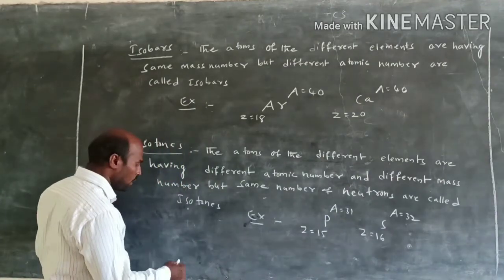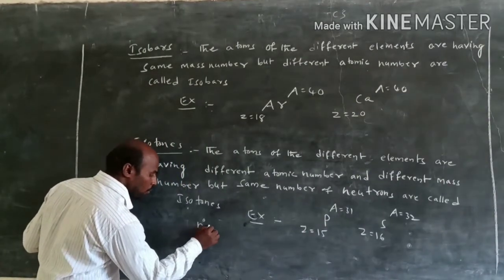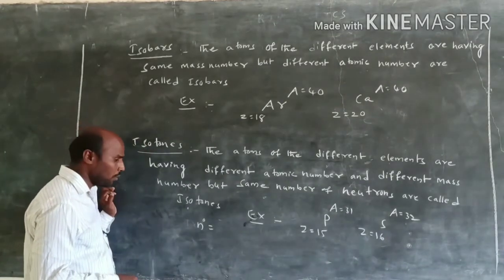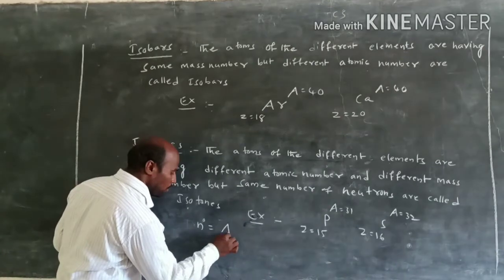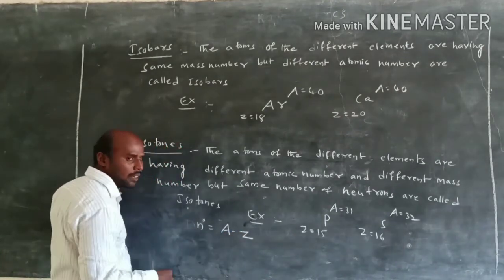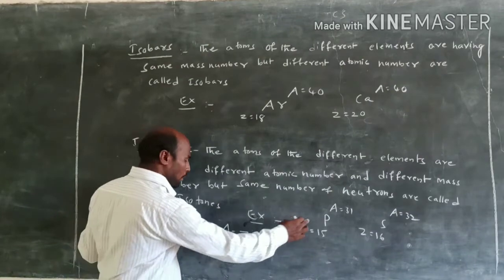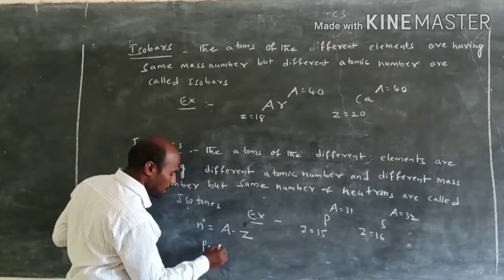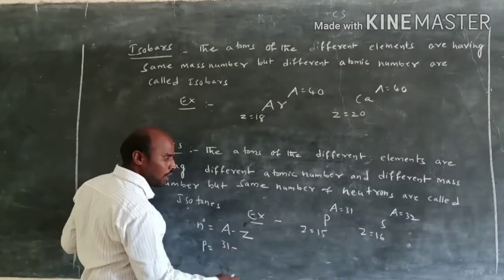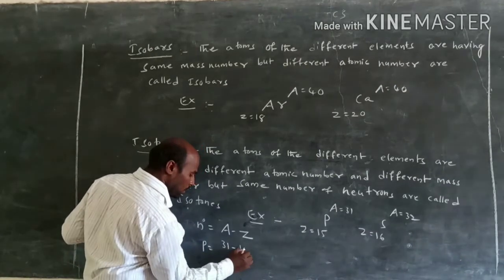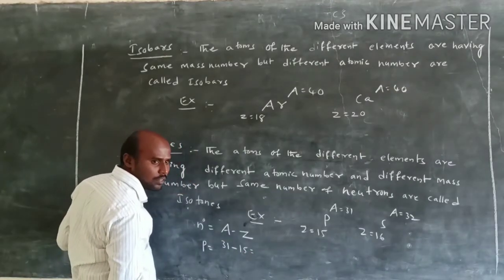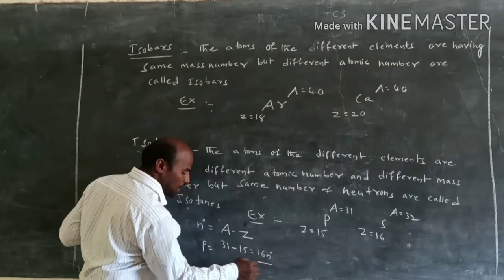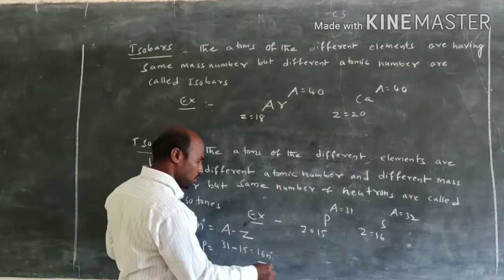How can we calculate the number of neutrons? Already in the previous class we told that. What is the formula for the number of neutrons? Number of neutrons is equal to A minus Z, mass number minus atomic number. In the phosphorus atom, what is the mass number? 31 minus atomic number Z, which is 15. That is equal to how many neutrons? 31 minus 15 is 16 neutrons present in the phosphorus.